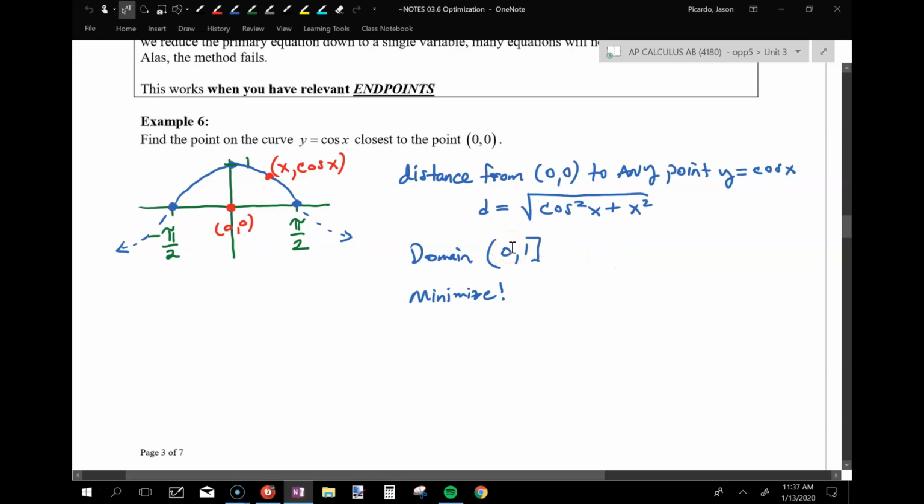Lexi, again, if you were to do this by hand, right, you would take your derivative, find your critical values, right? And then look at your endpoints as well. Cool?